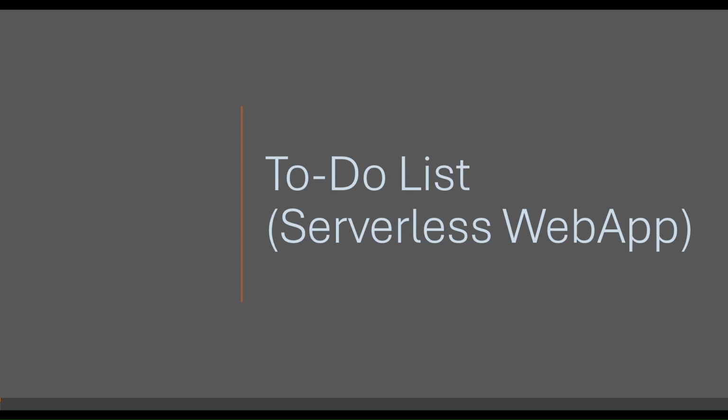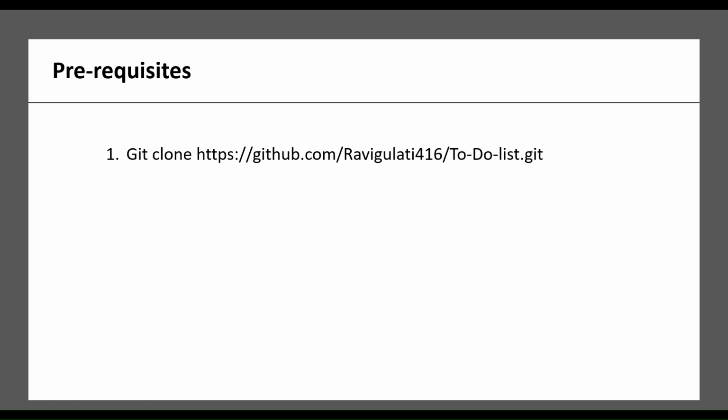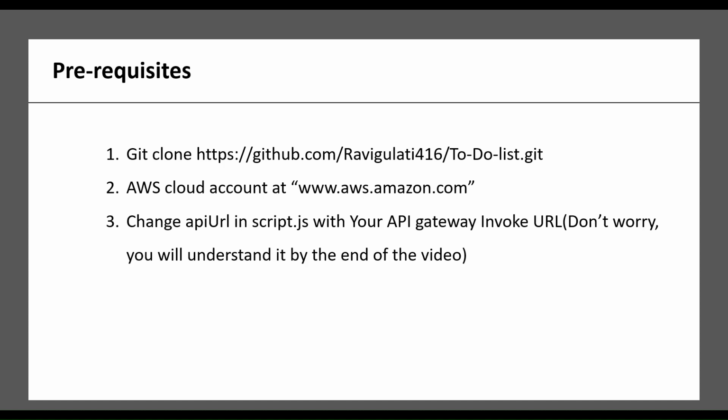Have a look at these job advertisements for your reference. Before starting the application, there are some prerequisites. The first one is downloading all the code related to our web application from the mentioned Git repo. The second is making an AWS cloud account. It is free of cost, and if you already have an AWS account, you can skip this step. And the third one is updating a variable value in the script.js file with your own API gateway URL.